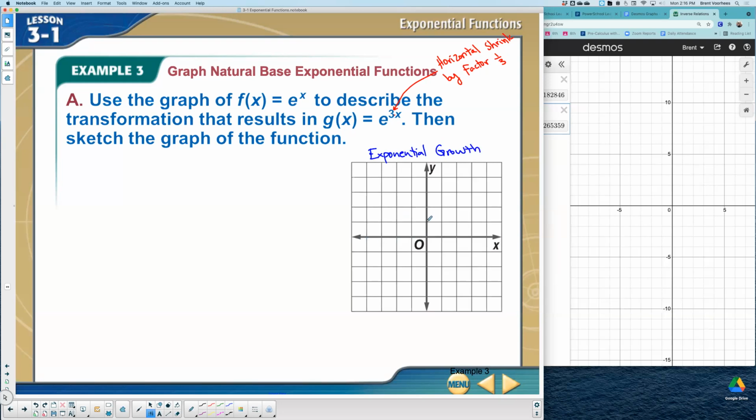If the normal graph hits the point (0, 1), the second point would hit at that base, which is 2.72. So go up where you think 2.72 is and put a dot. This graph is going to curve up like that. There's the original. There's your original graph, f of x.